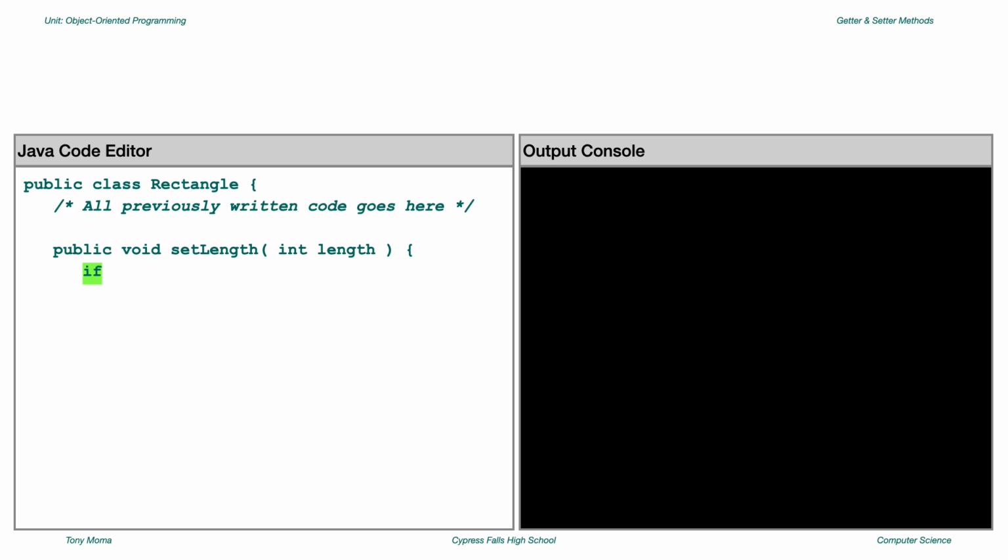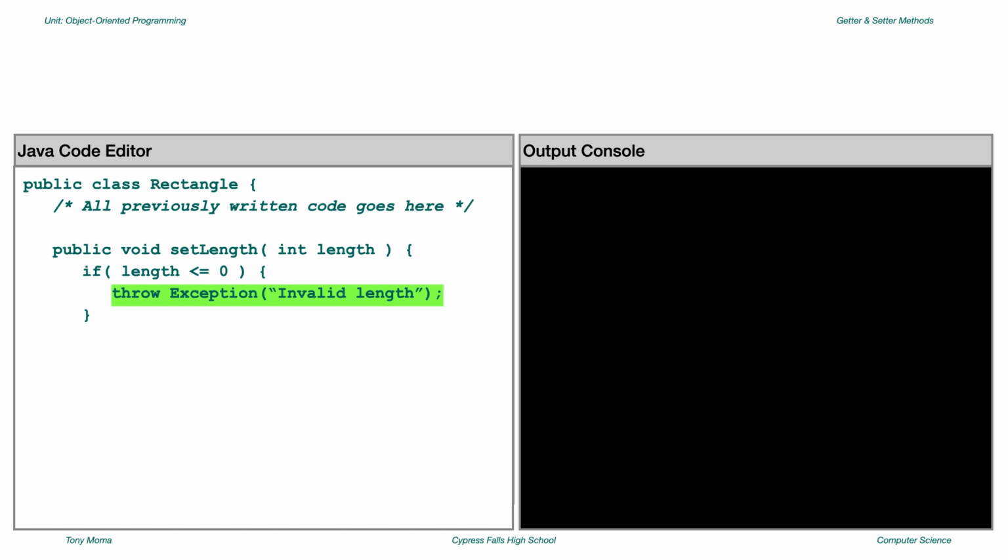Well, what would make the value of the parameter invalid? Well, if length is less than or equal to 0. Like we discussed earlier, rectangles cannot have a negative length. They cannot have 0 length. Thus, if the length is less than or equal to 0, throw an exception. We're going to throw an exception with an error message saying invalid length.